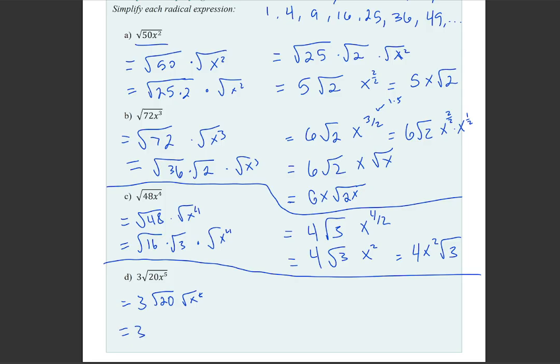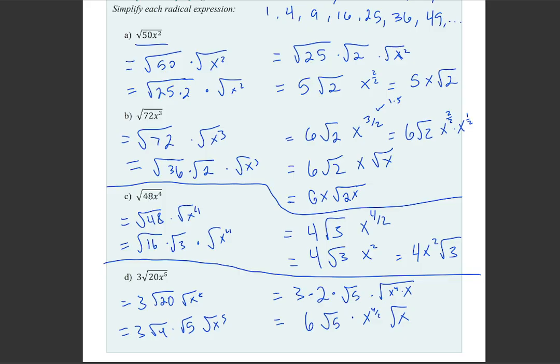And then we have 3 square root of 4 times square root of 5. Those two make up the 20. Square root of x to the 5. Well, that gives us 3 times 2 times root 5 times, now here's the other way to think about this x to the 5th. Sometimes it's easier to think, well, this is x to the 4th times x. So then we're looking at 3 times 2, which is 6, square root of 5, times, well, x to the 4th becomes x to the 4 over 2, which is just 2, and we're left with a square root x.